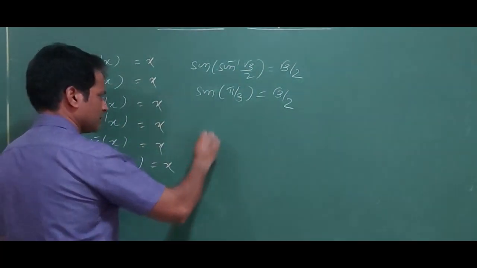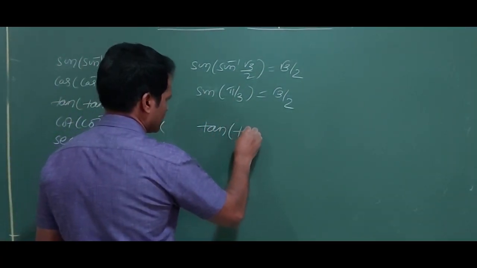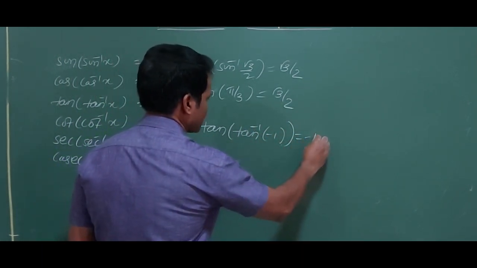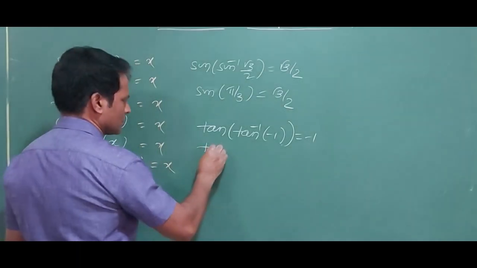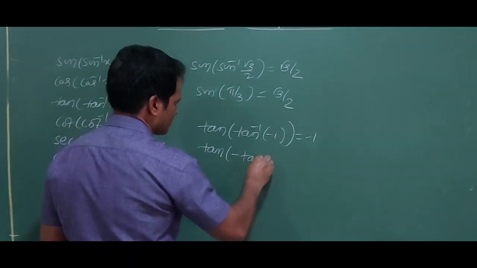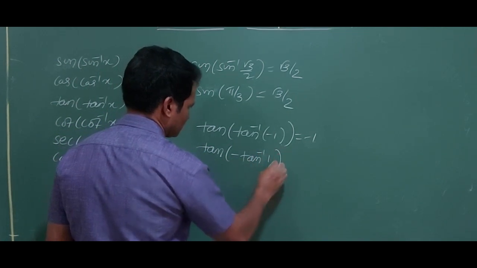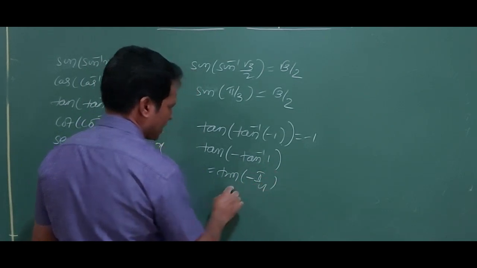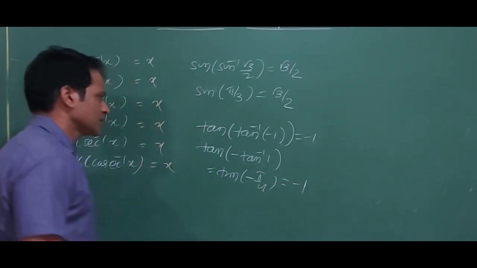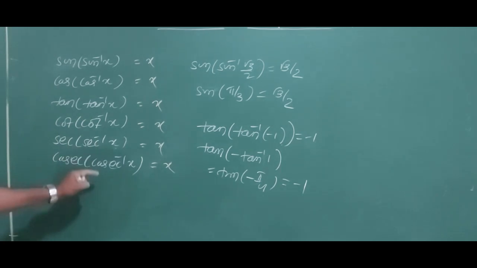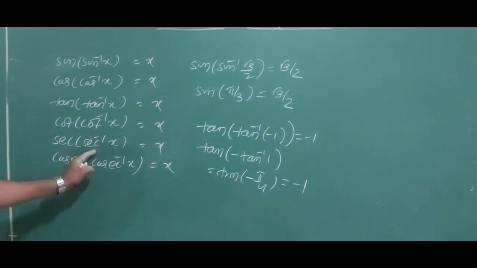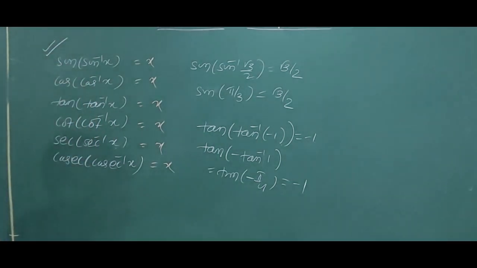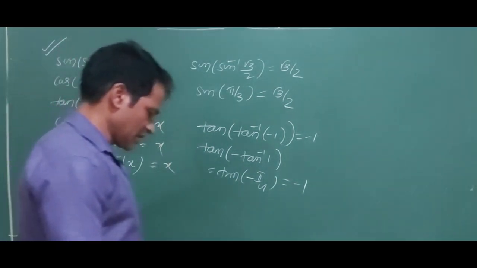So let's take a negative. Tan of tan inverse of minus 1. The answer should be minus 1. Let us work it out. Tan inverse of minus 1 is minus pi by 4, and tan of minus pi by 4 is equal to minus 1. That means whatever value I have written here remains, and in this particular case x is the answer. So this formula is correct. This formula is fine. Let's see the next formula now.